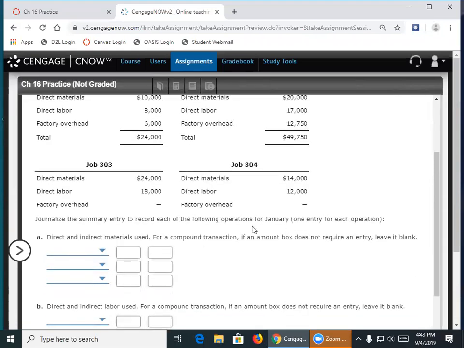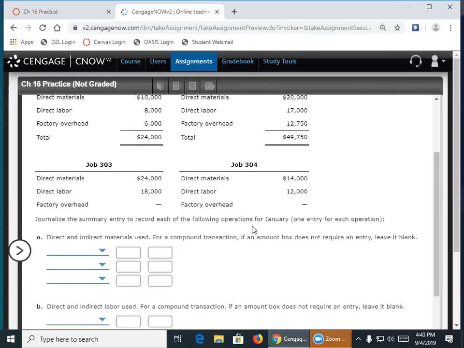So the first step it wants us to do is journalize the summary entry to record each of the operations for January. So we're really just working on our journal entries in job order costing. Oh no, it's actually a little different than that. It's not broken down by job right now on our journal entries. Because on A, what it wants us to do is journalize direct and indirect materials used. Yeah, so we're just looking at just materials. So that's exactly what we would do.